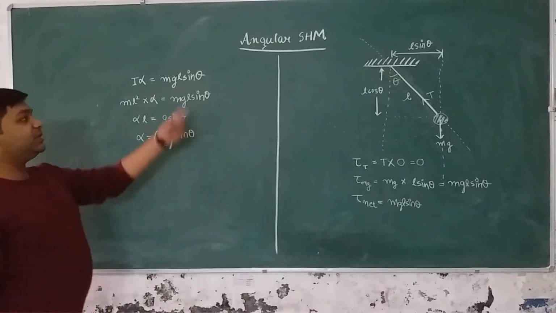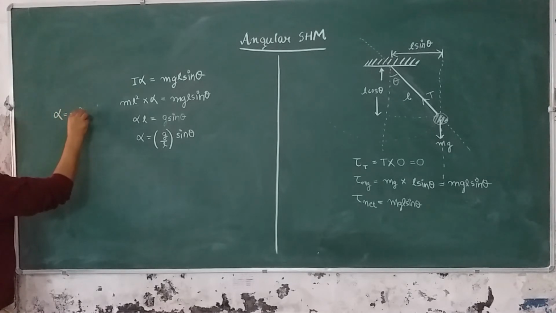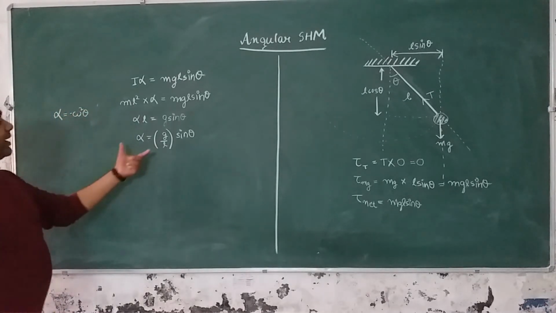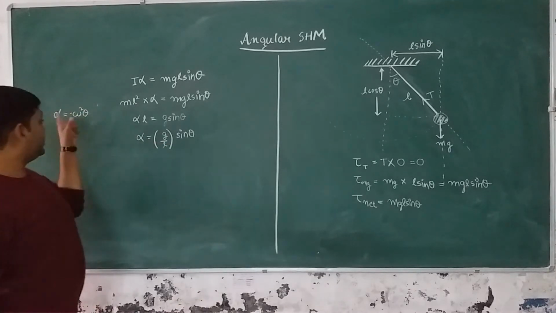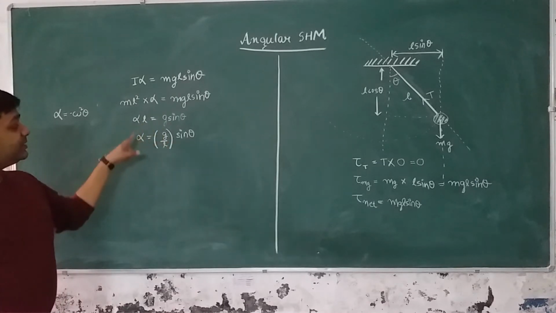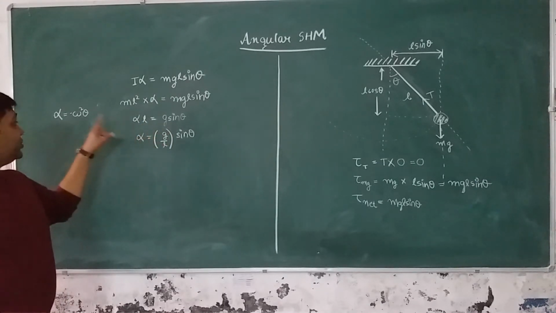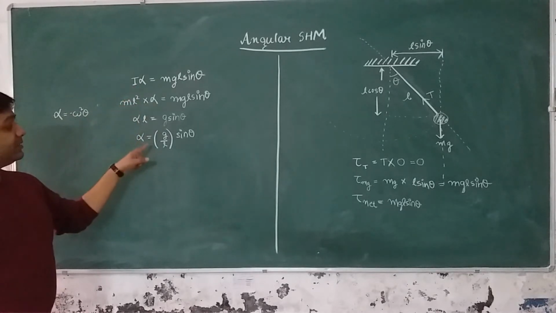And what is the condition for angular acceleration? The condition for angular acceleration is that alpha should be equal to minus omega square theta. So can you tell me, is this equation the equation corresponding to the angular acceleration? Does this equation correspond to the general equation for the condition of angular SHM?